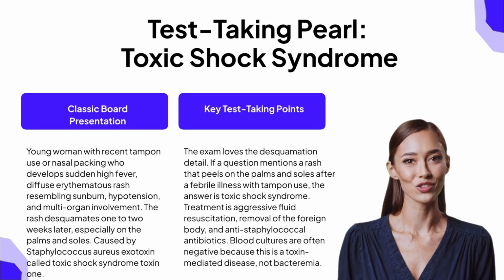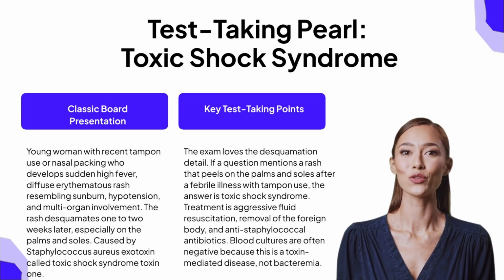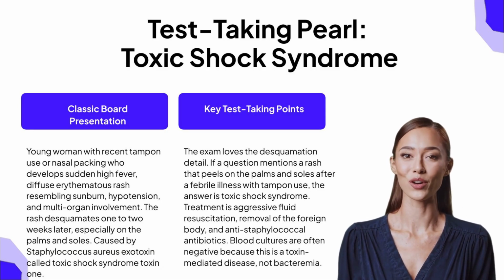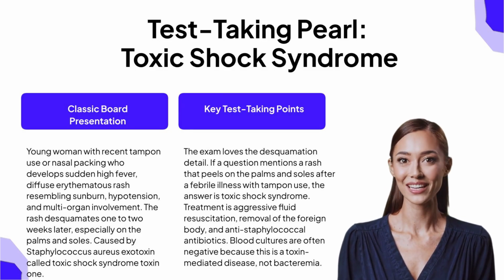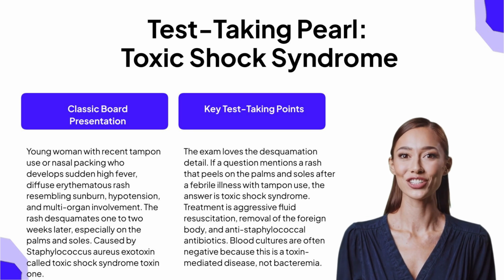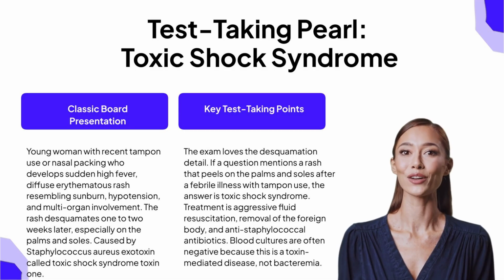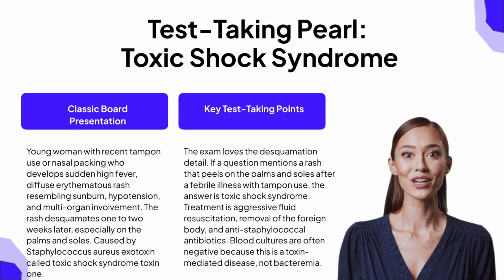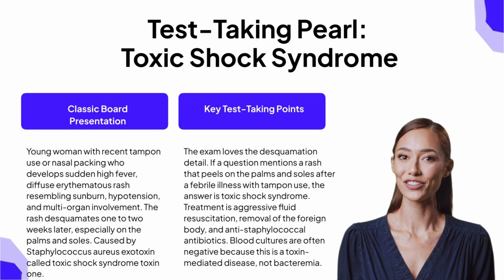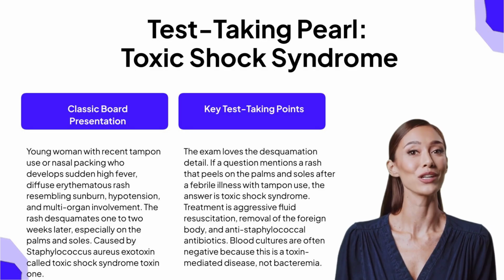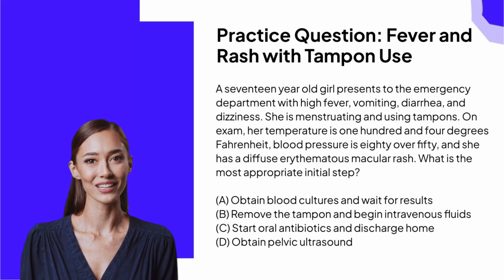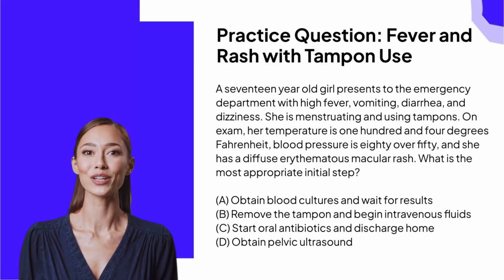Toxic shock syndrome is caused by an exotoxin from Staphylococcus aureus called toxic shock syndrome toxin 1. It can also be associated with nasal packing and wound infections. The key management steps are aggressive fluid resuscitation, immediate removal of the foreign body such as the tampon, and anti-staphylococcal antibiotics. An important board fact is that blood cultures are often negative because this is a toxin-mediated disease, not a true bacteremia. If you see tampon plus fever plus rash plus hypotension on the exam, pick toxic shock syndrome every single time.